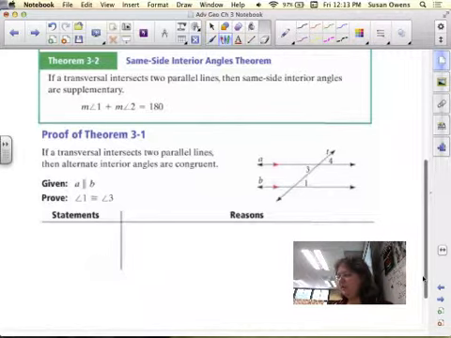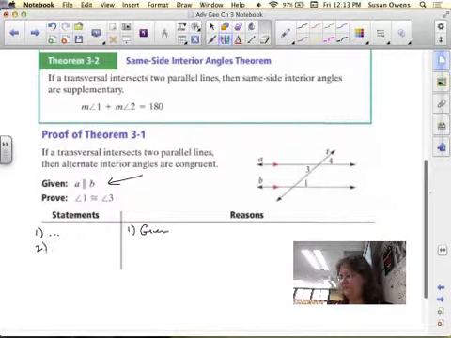Okay, so I'm given the lines are parallel. That's very important for section 3.1. You have to be given parallel lines, and we want to prove that angle 1 and angle 3 are congruent. So statement, we're given, so we'll start off with those.